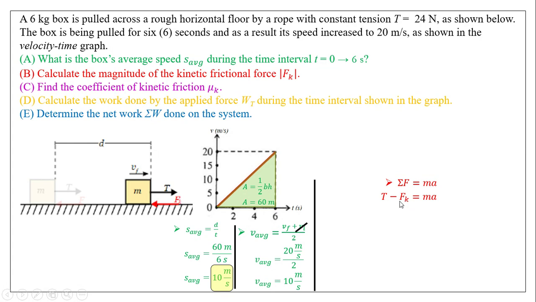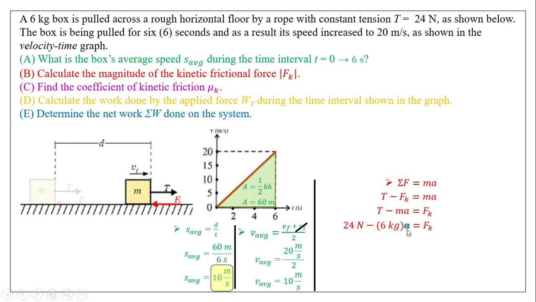I'm going to go ahead and do a little algebra first. I'm going to move this negative F of K to the right side, and then ma to the left side, so change signs as you move them. So ma, that's positive on the right, becomes negative on the left side here. Negative F of K becomes positive once you move it. Here, I know what T is. T is 24 newtons, given in the statement. And then m is 6 kg, that's also given in the problem.